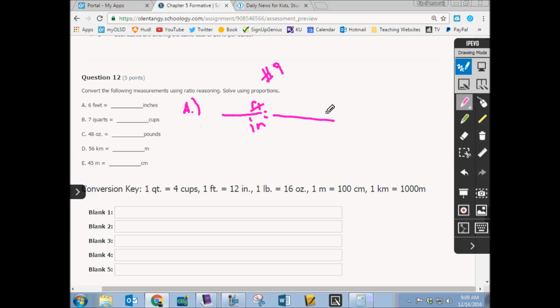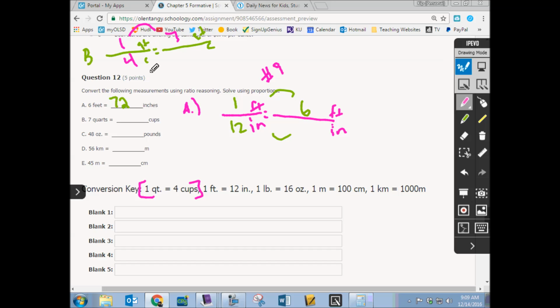So we're doing feet to inches, correct? My fake ratio is down here. That 1 foot is 12 inches. What real information did they give me? Times 6 would give me 72. Okay, let's do letter B up here. We are doing quarts to cups. My fake ratio for quarts to cups is that 1 quart is 4 cups, right? So we know that 7 quarts times 7 would be 28 cups.